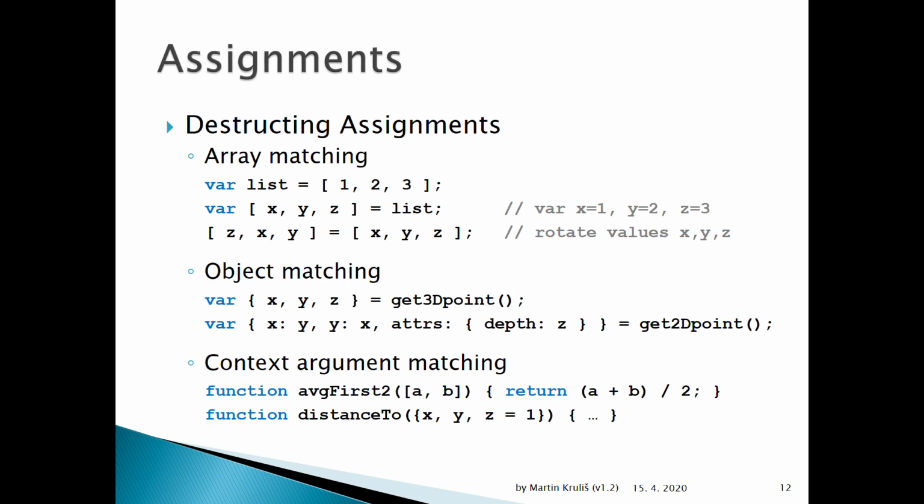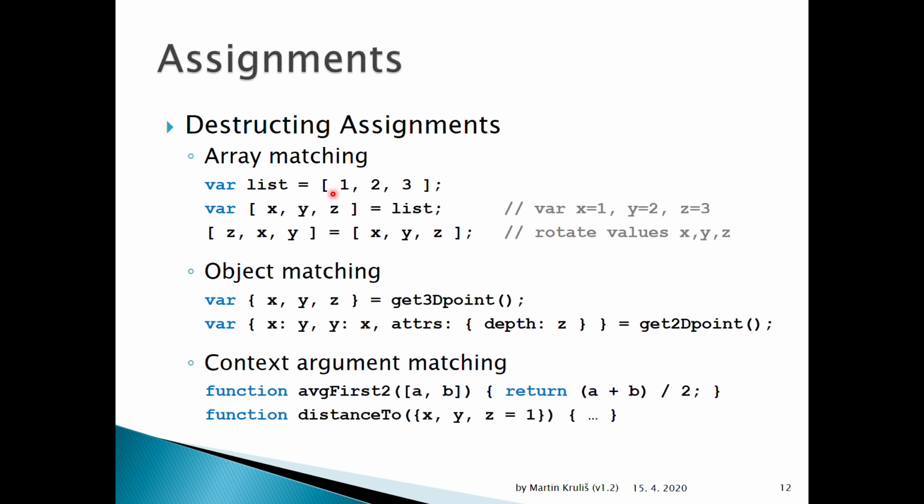Another syntactical feature of JavaScript which aims at shortening the code is called destructuring assignments. Destructuring assignments allow us to create more elaborate left sides of assignments. So instead of providing a simple variable, I can provide some sort of a template at the left side of the assignment, and this template is used to unpack structures such as arrays or objects.